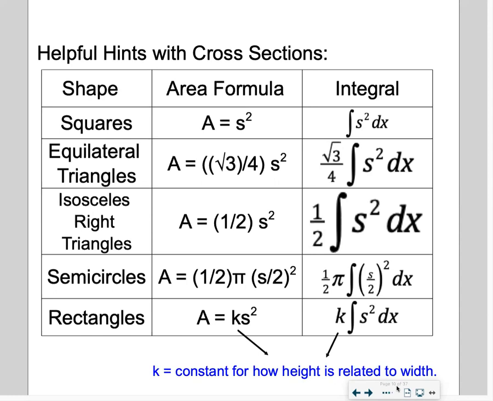This should say, oh, it's not letting me here. It's just square root of 3 over 4 times s squared. S is always your side length, if that helps anyone. S refers to the side length of your shape.